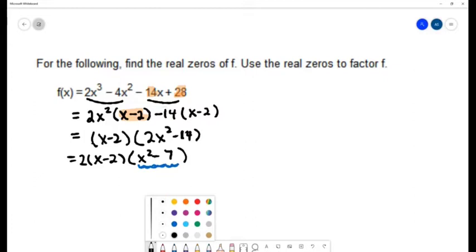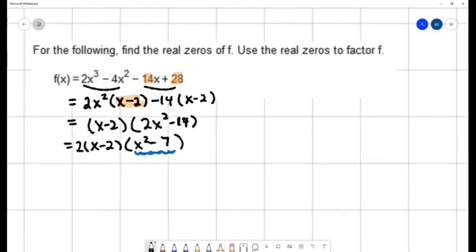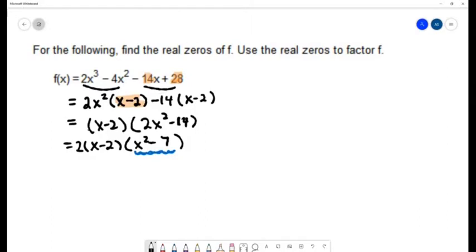So it kind of looks like it doesn't factor, but it does factor if you allow radicals in your factorization. It's a difference of squares, and it would factor to be x minus square root of 7 times x plus square root of 7.